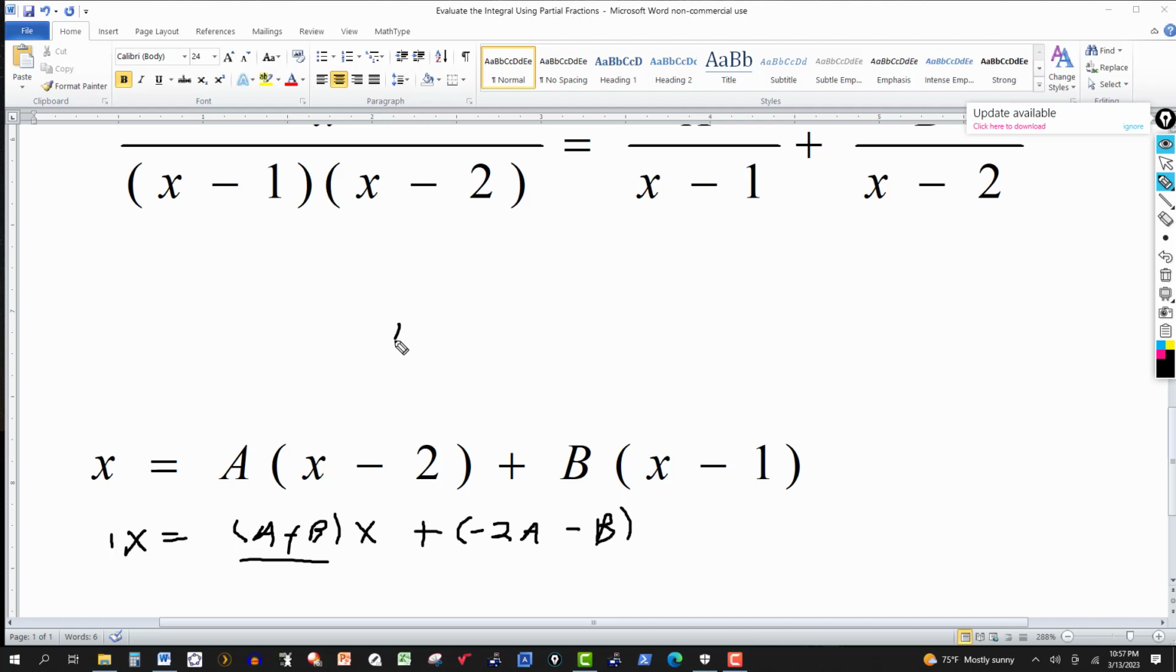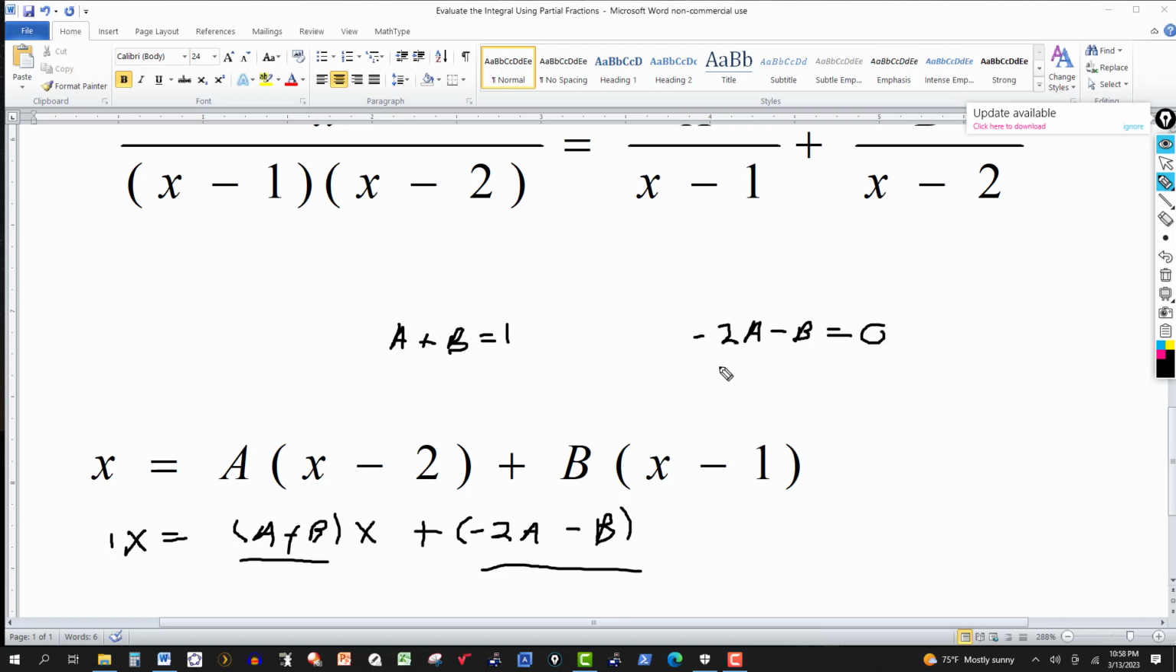So a plus b should also equal 1, because the coefficient of the first degree term on the right has to equal the coefficient of the first degree term on the left. Okay, now this is constant, there's no x, and minus 2a minus b has to equal the same constant that's on the left side. Well, on the left side there's no constant, so that's 0. So we just set this equal to 0.